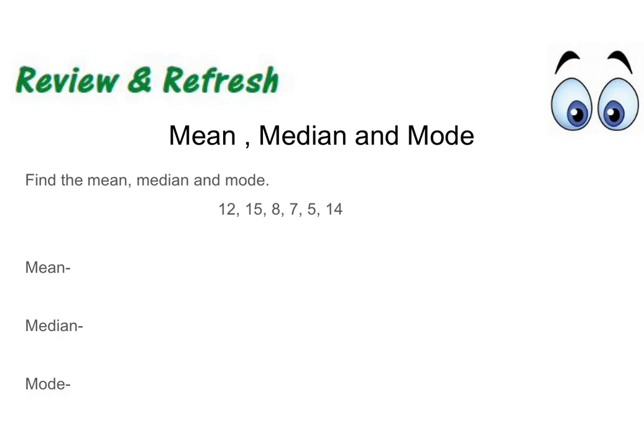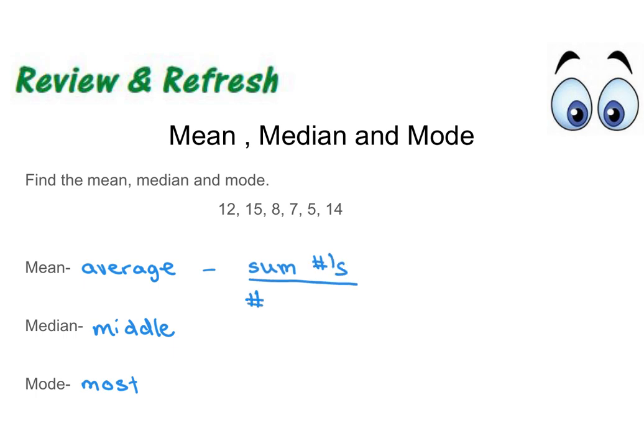In this lesson, there is one skill that we need to review and refresh our minds on, and that is finding mean, median, and mode. Mean is the average. Median is the middle. And mode means most. To find the average, we take the sum of the numbers and we divide by the number of numbers.